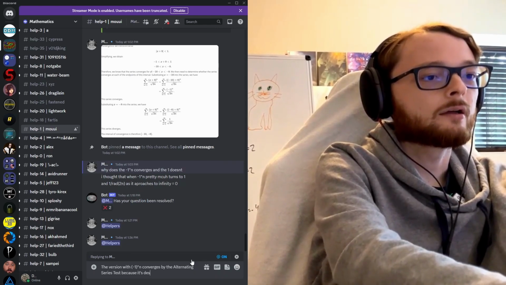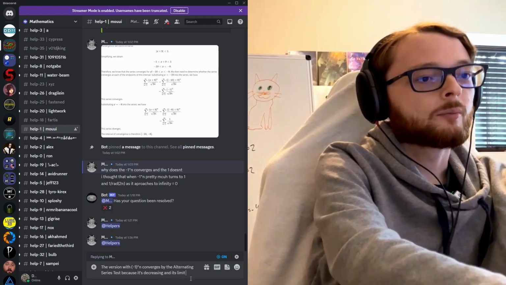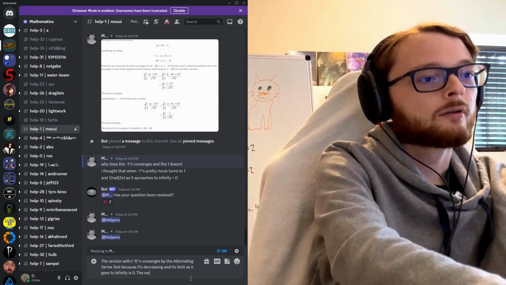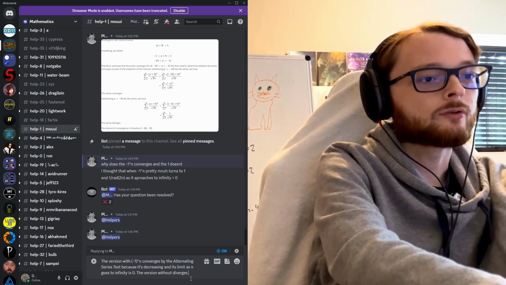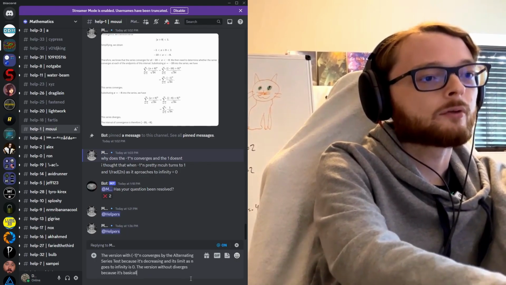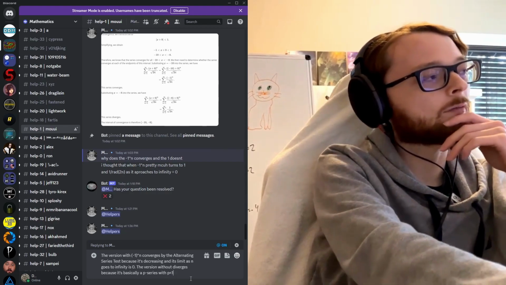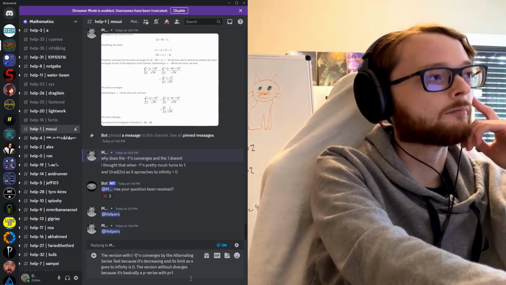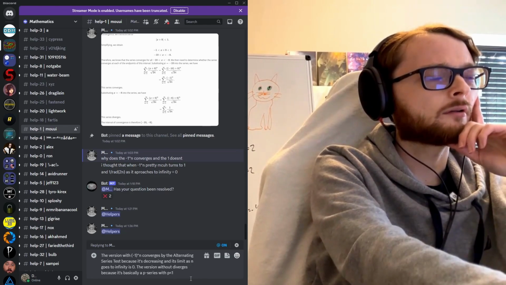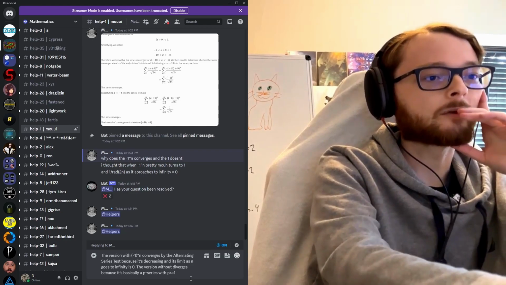Because it's decreasing and, oh wait, yeah, its limit as n goes to infinity is 0. The version without it diverges because it's basically a p series with p less than 1. If your p is greater than 1, then it does converge. If it's equal to 1, that diverges too because it's harmonic. So I'll say less than or equal to 1.